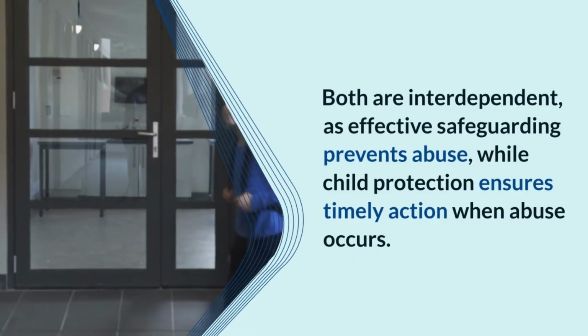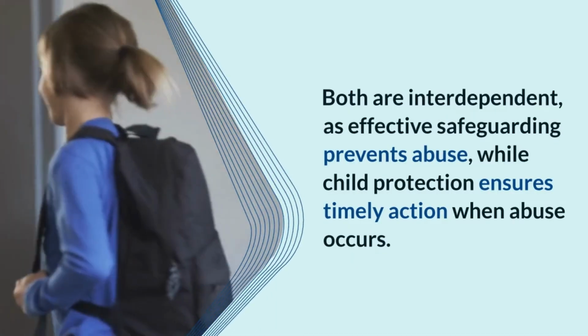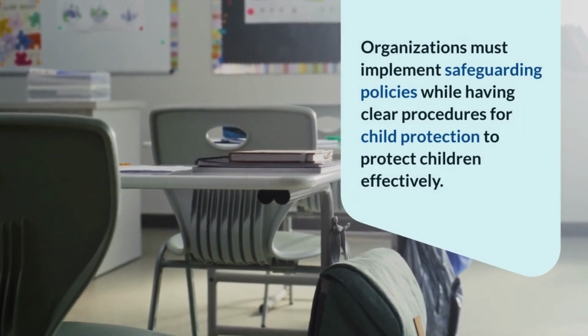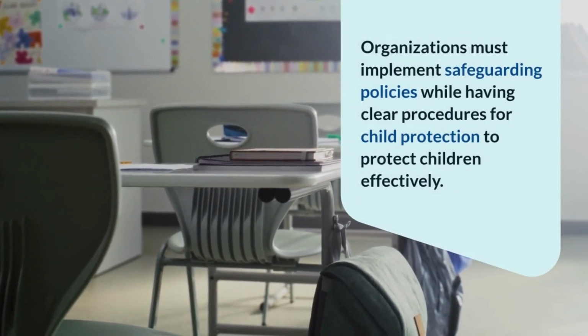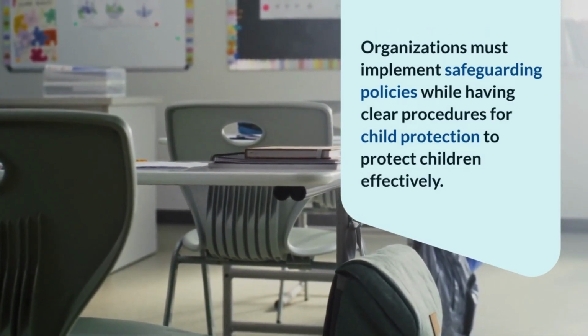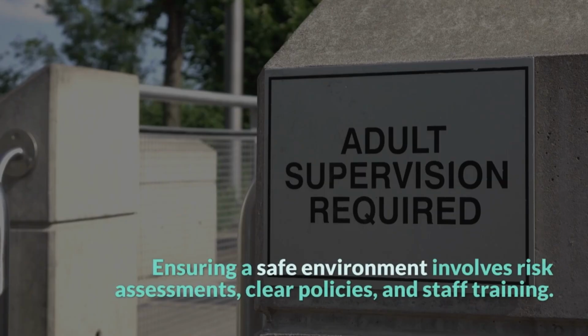Both are interdependent, as effective safeguarding prevents abuse, while child protection ensures timely action when abuse occurs. Organizations must implement safeguarding policies while having clear procedures for child protection to protect children effectively. 6. What steps do you take to ensure a safe environment for children? Ensuring a safe environment involves risk assessments, clear policies, and staff training.